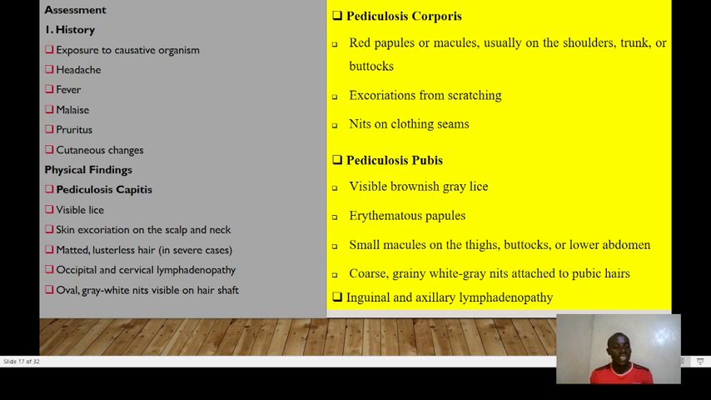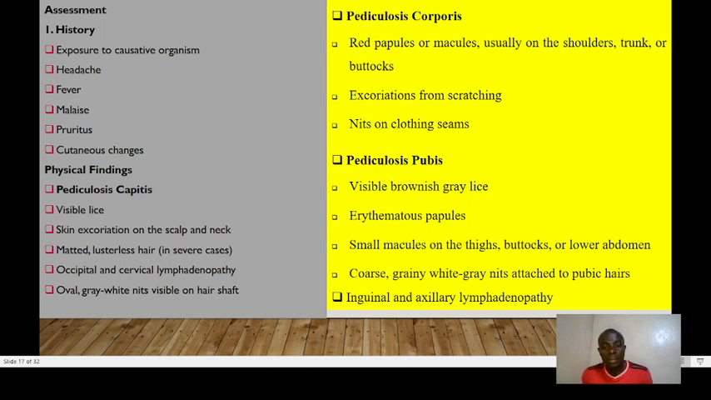On physical examination, you want to see if there is visible lice, especially on the head, or skin excoriations on the scalp and the neck, hair loss in some areas, occipital and cervical lymphadenopathy, and oval gray-white nits visible on the hair shaft. For the corporis, we could be looking for red papules or macules, especially on the shoulders, trunk, and buttocks, excoriations from scratching, and nits on the clothing seams.